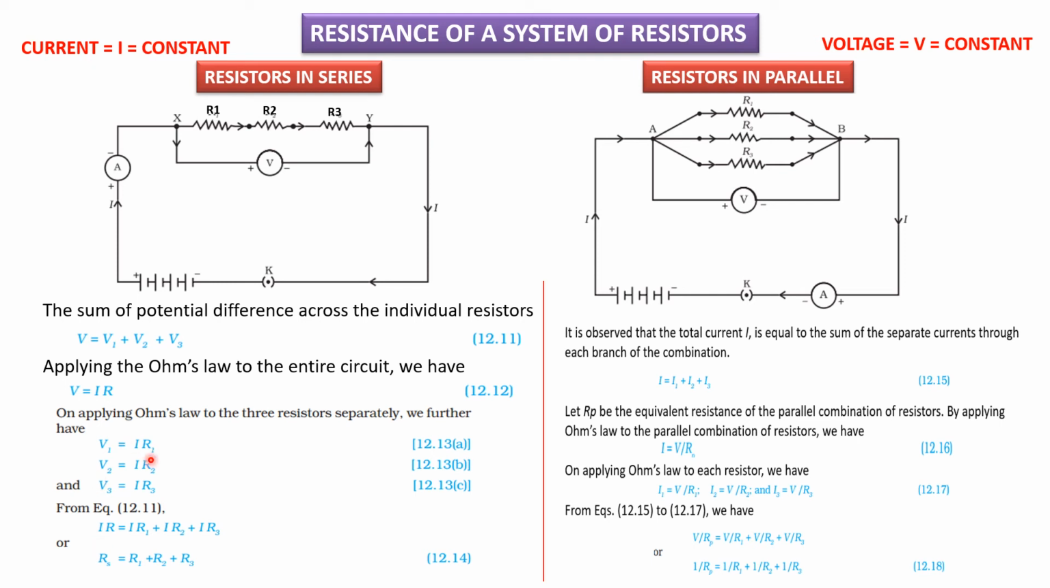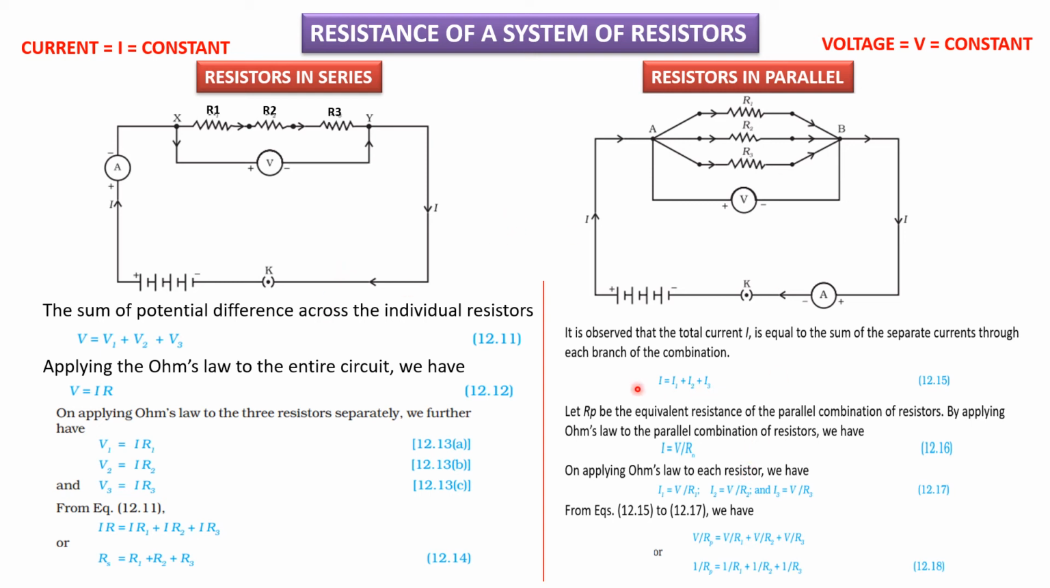Then you just take this one. We have seen here, no? The total voltage is equal to V1 plus V2 plus V3. So it will become IR is equal to IR1 plus IR2 plus IR3. I is common, so it goes away. So total resistance is R1 plus R2 plus R3. Add all the resistors, we will get the total resistance. RS is the total resistance. That is very simple.